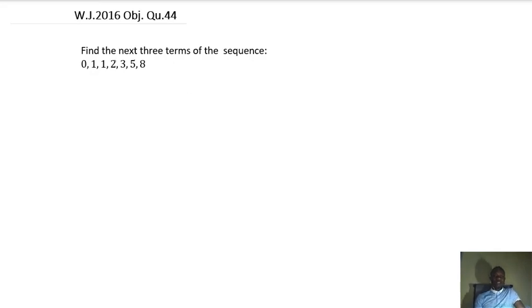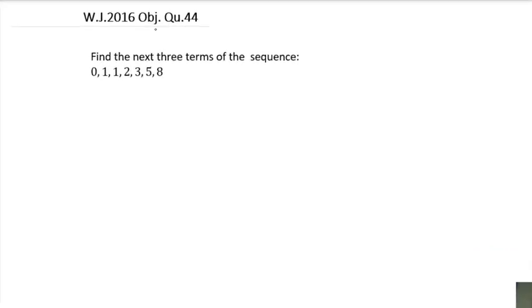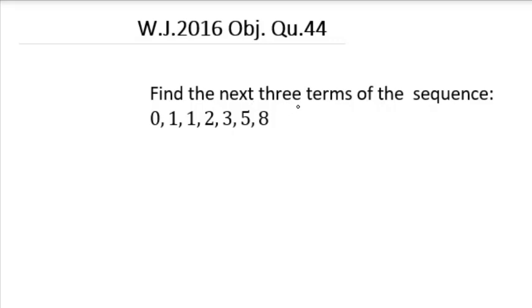Welcome student, we are still on sequence and series. Today we are going to do WASSCE June 2016 objective question number 44. Find the next three terms of the sequence 0, 1, 1, 2, 3, 5, 8. So we are going to look for the next three terms after 8. So solution.